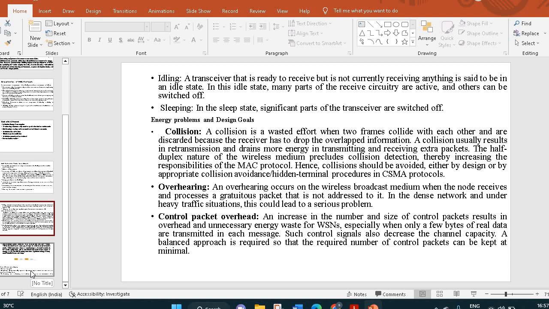Control packet overhead. An increase in the number and size of control packets results in overhead and unnecessary energy waste for WSNs, especially when only a few bytes of real data are transmitted in each message. Such control signals also decrease channel capacity. A balanced approach is required so that the required number of control packets can be kept to a minimum.